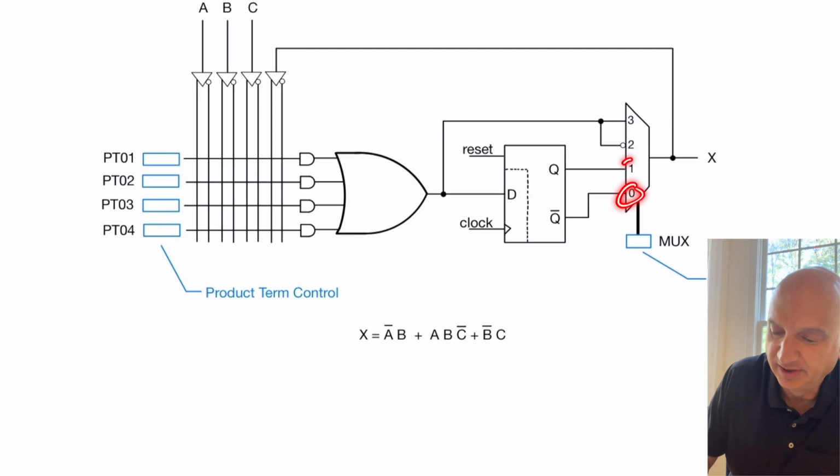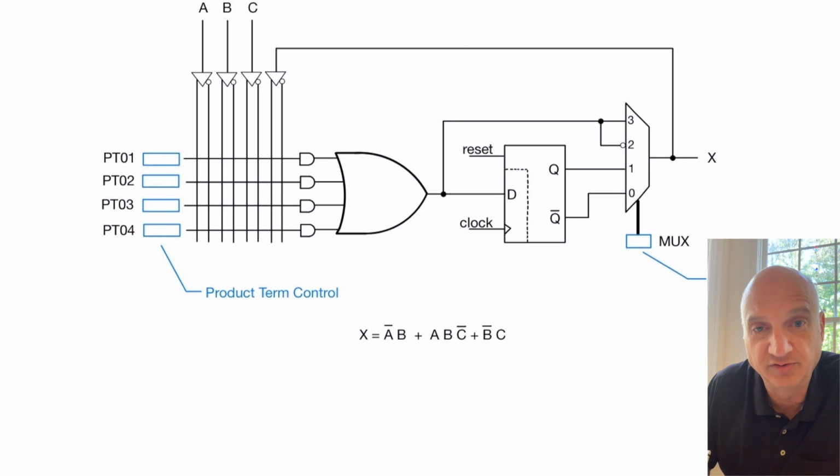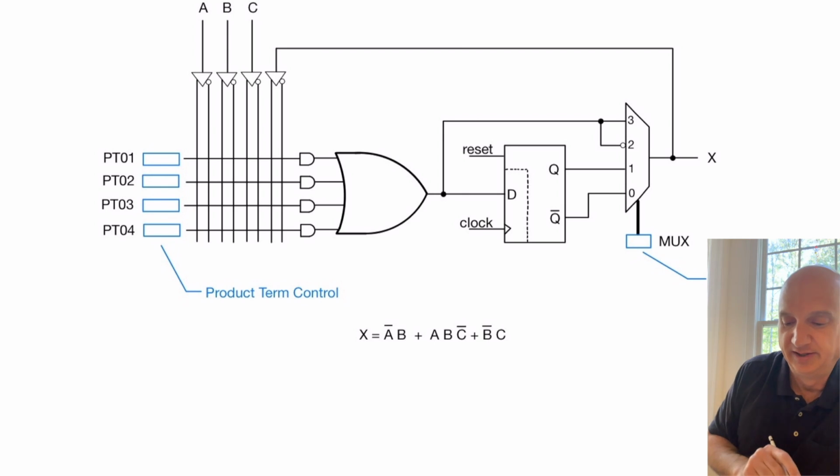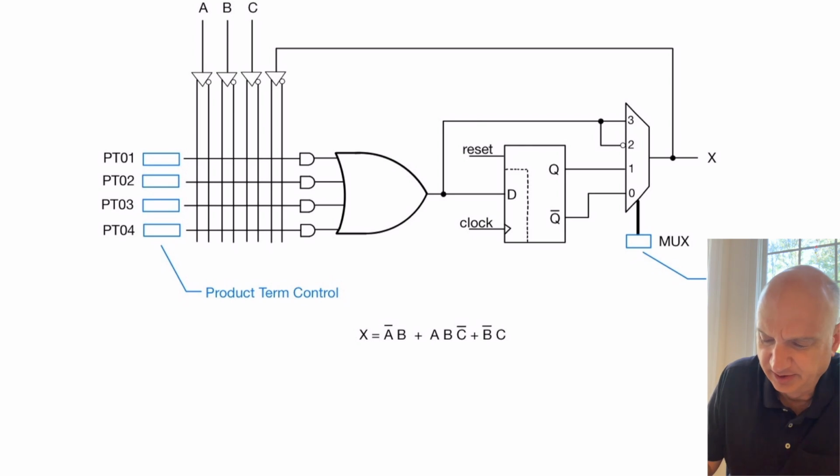Pretty straightforward, right? So 0, 1, 2, and 3 are the values the mux can take on. These are hex values, and we would decide what those values would be to determine which way this goes. So in this particular case, let's dive in and look at what we need to do to program this thing.